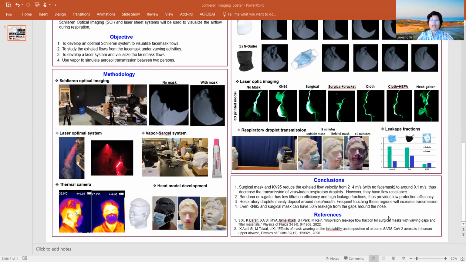The second one is that a bandana or neck gaiter has low filtration efficiency and high leakage fractions, thus providing very low protection efficiency. Third, respiratory droplets mainly deposit around the nose and mouth. Frequent touching of those areas will increase transmission. And even KN95 and surgical masks can have 50% leakage from the gaps around the nose. So it means that to increase the protection efficiency is to reduce leakage.